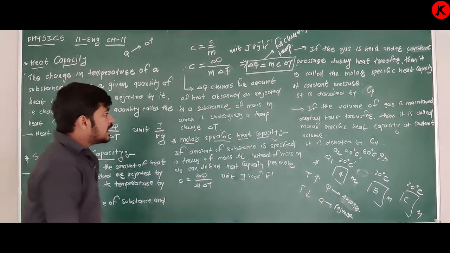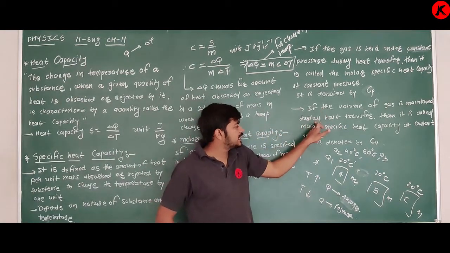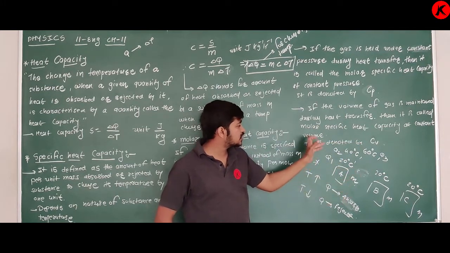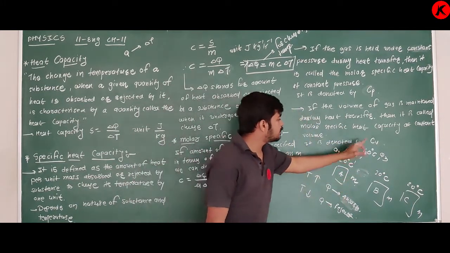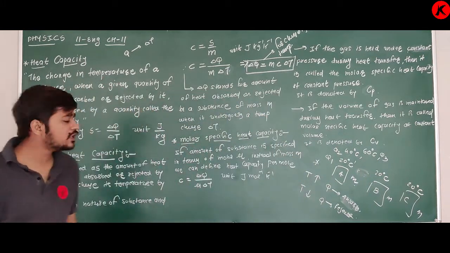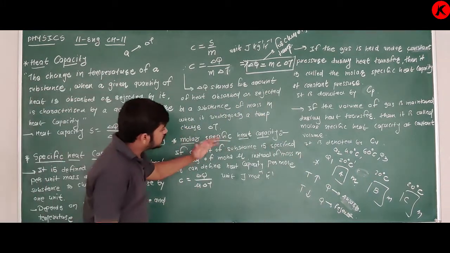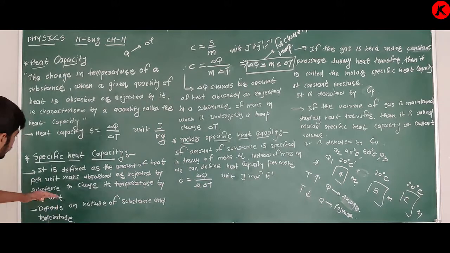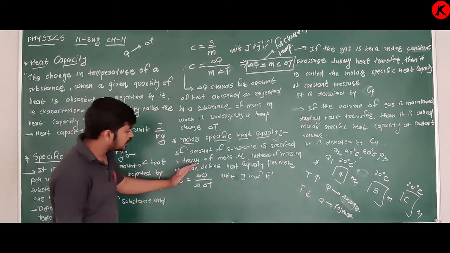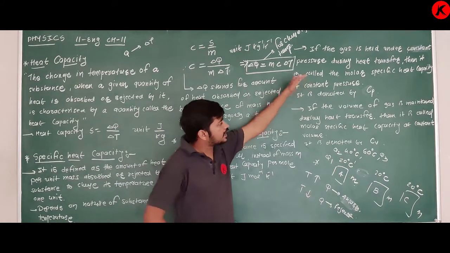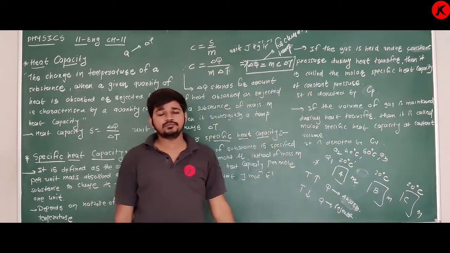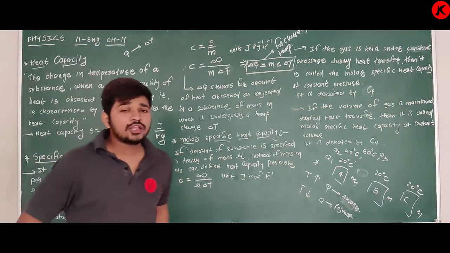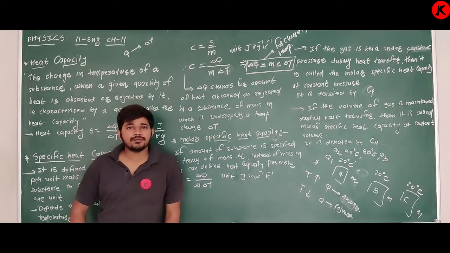Yes. Similarly, if the volume of the gas is maintained constant during heat transfer, then it is called molar specific heat capacity at constant volume, and it is denoted by Cv. So the definition is same. See, for specific heat capacity, molar specific heat capacity, Cp and Cv, there are only some minor changes. Here you have to write unit mass, here you have to write unit mole, here you have to add at constant pressure and at constant volume. Okay, so these 1, 2, 3, 4 and 5 definitions you have to remember.